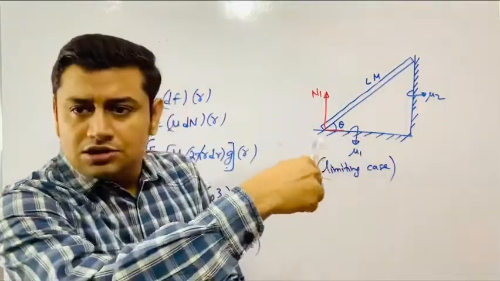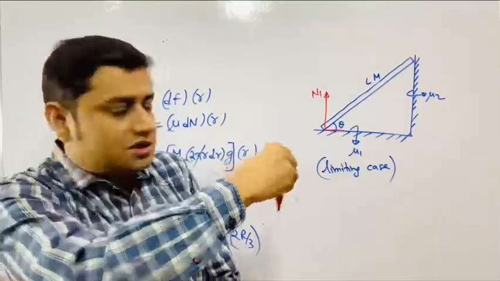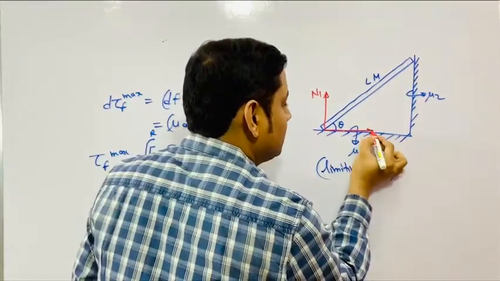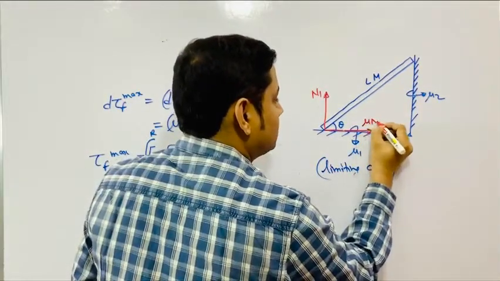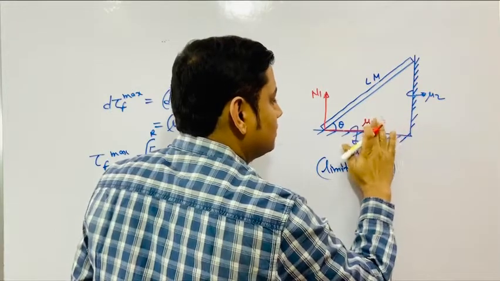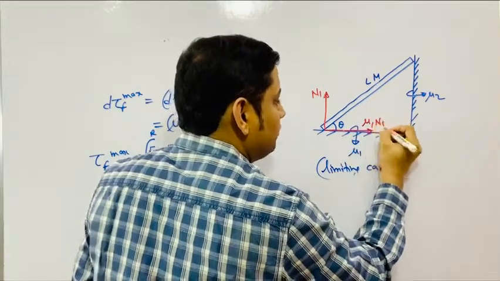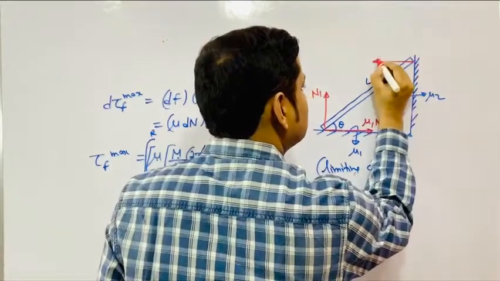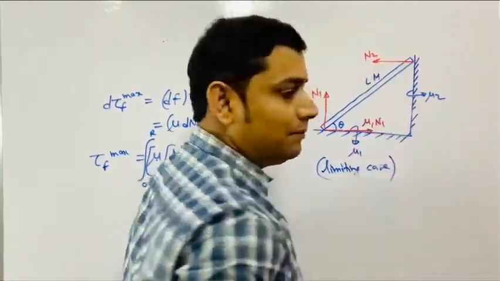And this rod is trying to slip like this. This point is trying to slip left. So here friction would be mu1 times N1. Here normal is N2.